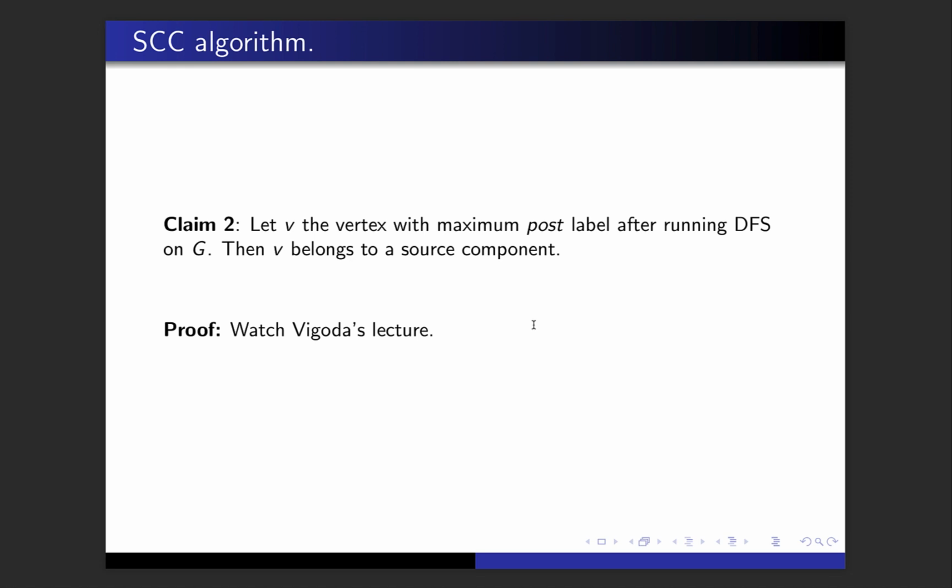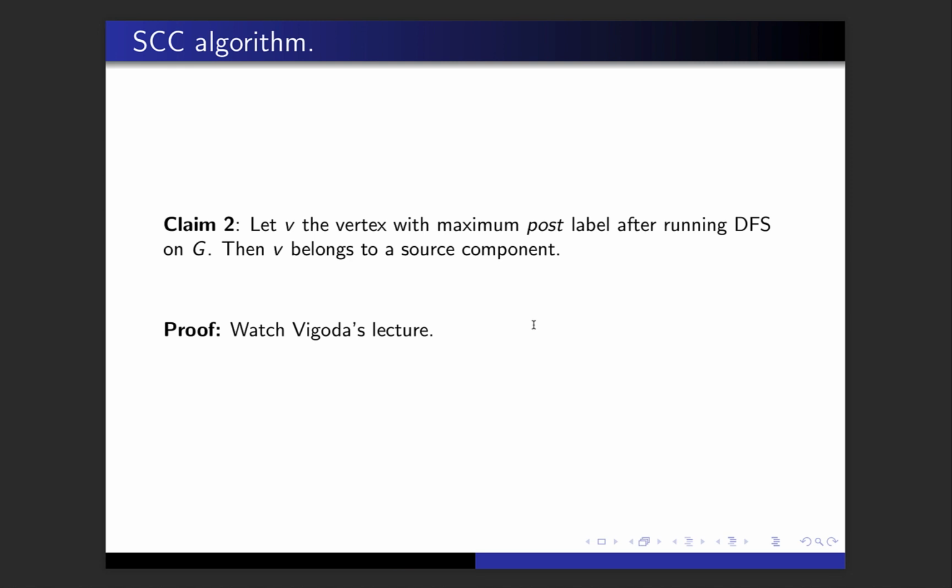And my suggestion is, if you're curious about it, take a look at Professor Svigoda's video. It's the same video I recommended for Tuesday. It's a video talking about strongly connected components. In that video, he goes into details about this proof.